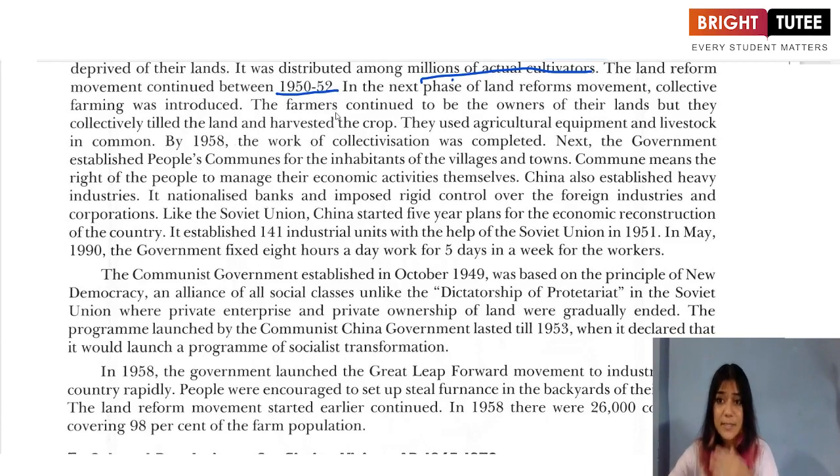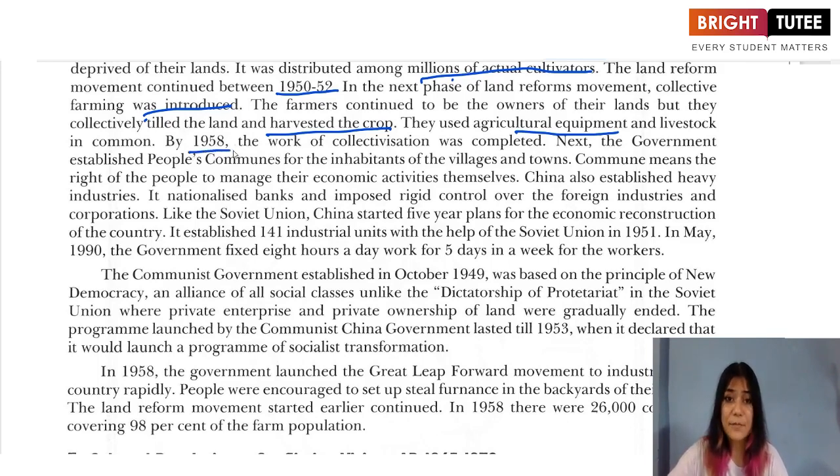In the next phase, collective farming was introduced. Now the farmers collectively, together, worked in the land that they owned. And they harvested the crop also together, and they shared the produce of the crop amongst themselves. So everything that they used for cultivation of the crops, like agricultural equipment or livestock, these were all shared among themselves. They were all collectively used by the people in that particular village.